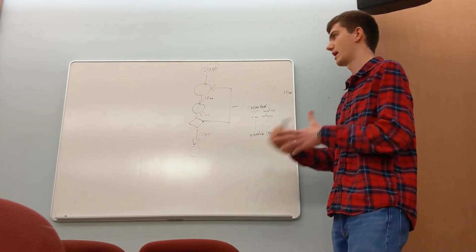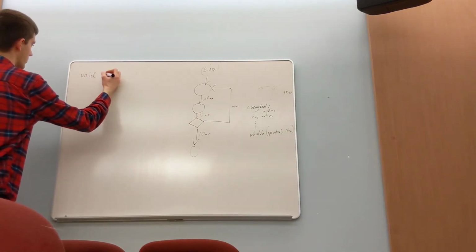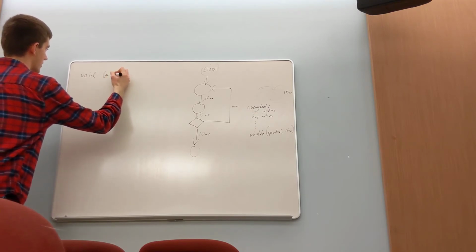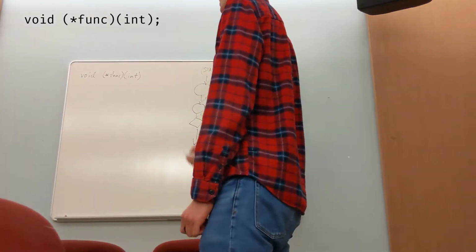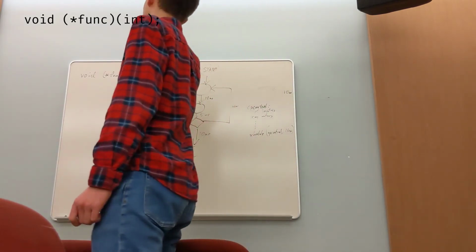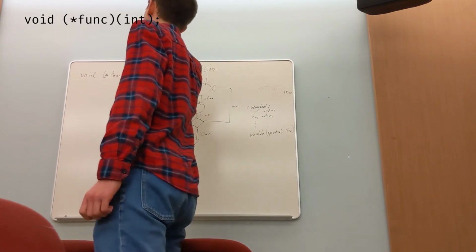It's just a function. It has possibly the worst syntax of anything in the C language. This is how, if you want to store any function that takes in an integer as its only parameter and doesn't have a return type, and want to store that in a variable called func, that's the syntax for defining that variable.